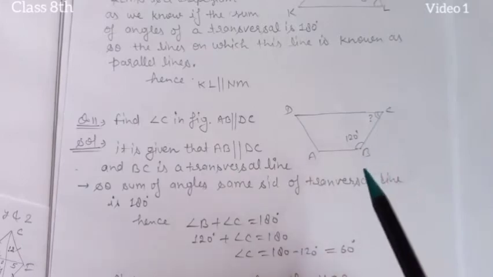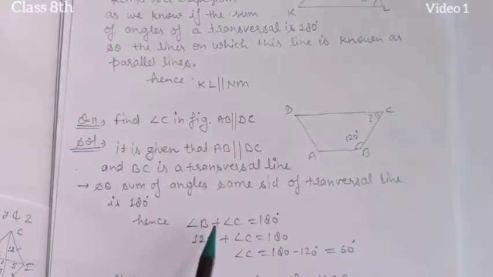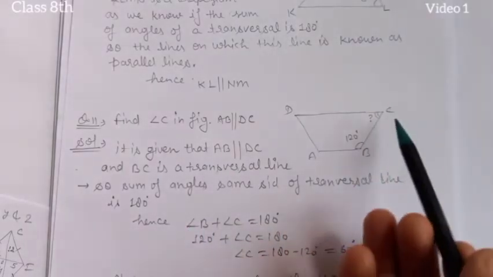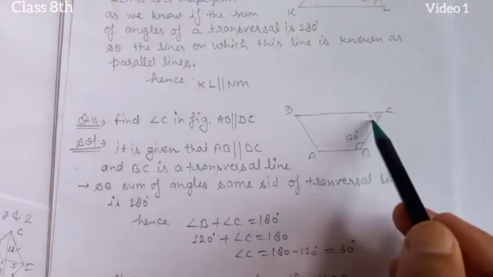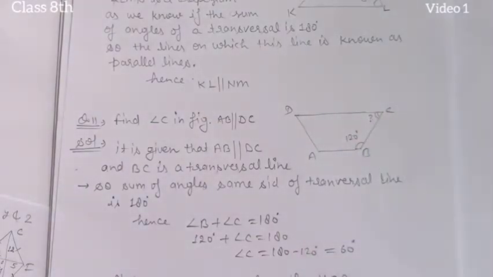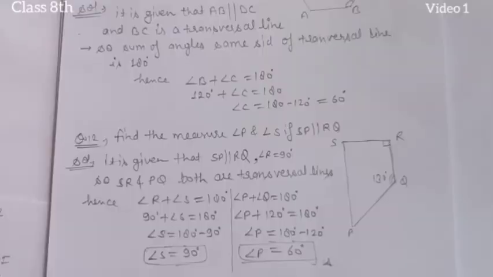So students, let's see, angle B plus angle C equals 180, we can write it as 120 plus angle C equals 180, then angle C equals 180 minus 120, we obtain angle C as 60 degrees. You can do it directly here, 180 minus this, we obtain 60. Okay, let's do question number 12.